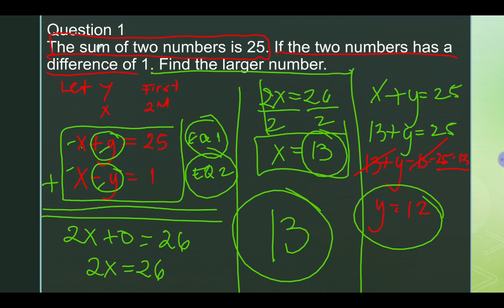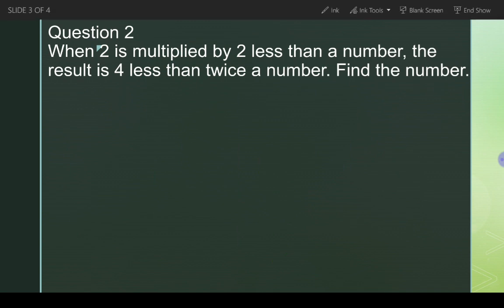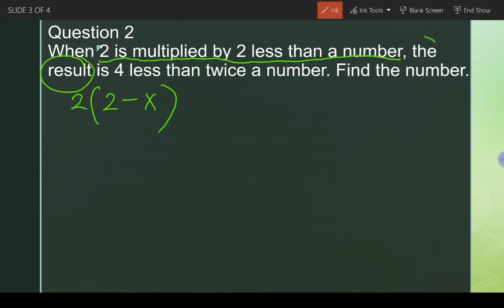Okay, next question. When 2 is multiplied by 2 less than a number, the result is 4 less than twice a number. Find the number. So, i-denote natin. 2 is multiplied by 2 less than a number. O, let natin x yung number. The result is, so ibig sabihin equal kasi result daw. 4 less than twice a number.